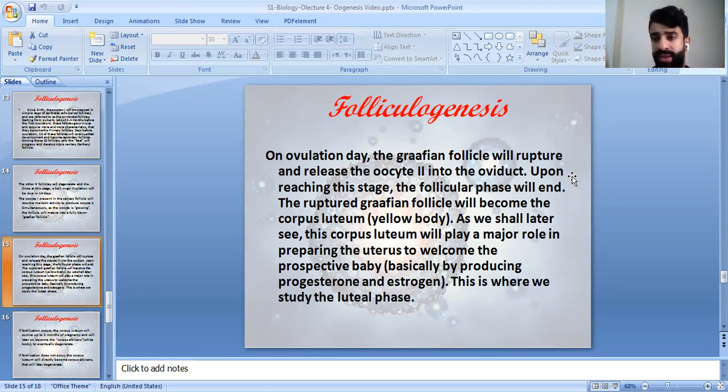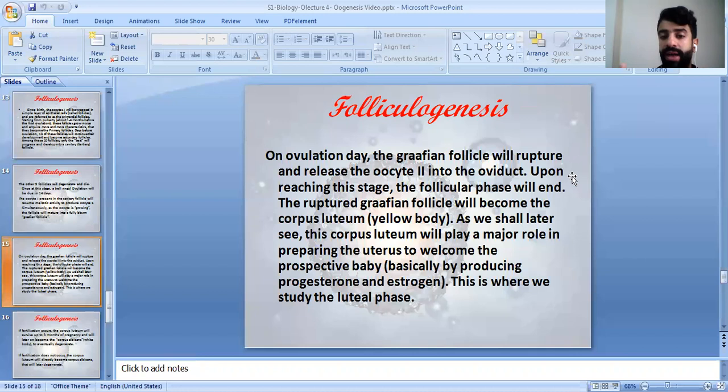Before ovulation and on the day of ovulation, the oocyte will develop into oocyte 2. Oocyte 2, it's developed, so we need developed follicles or a developed membrane of follicles. So these follicles will develop from tertiary or cavitary into Graafian follicle, and this Graafian follicle will rupture and will release the oocyte 2 into the oviduct. Here, the follicular phase ends.